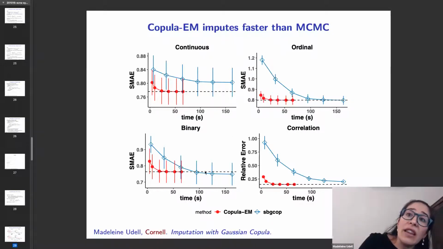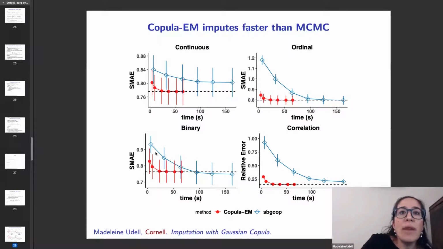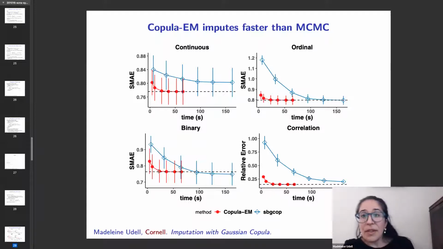And for binary data, that's where things get a little bit interesting. Our approximation to this expectation works best when the intervals you're looking at are small. In the binary setting, all of the intervals that we're integrating over are half open, so they're as big as they can be. As a result, Hoff's method that doesn't have this approximation is able to get down to slightly lower values of the error than our method. On the other hand, our method is substantially faster. So that's what we're getting at with the approximate EM.